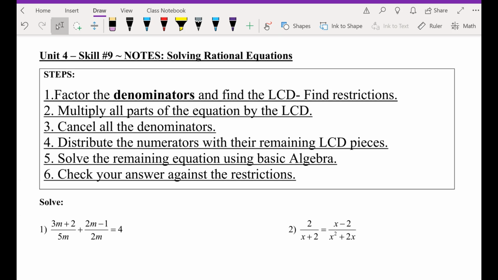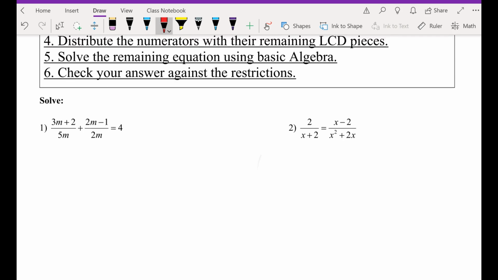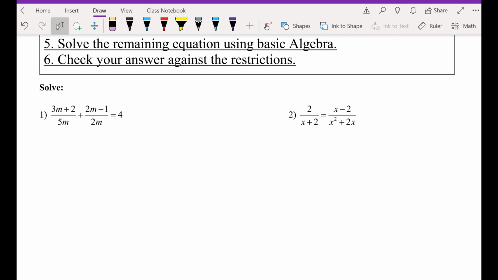Ready? Step number 1 is to factor the denominators, find the lowest common denominator, and then state restrictions. Well, I don't need to factor my denominators because each one is only one term. 4 actually has a denominator of 1. So first thing is I'm going to find the lowest common denominator. You have 5 and 2 and 1, so the lowest common denominator of that is 10. Then you have an m on each side, so you just take one of them. So that's your lowest common denominator.